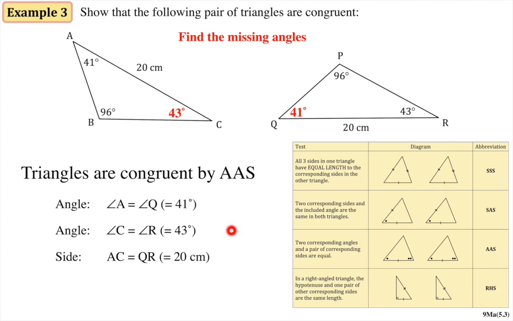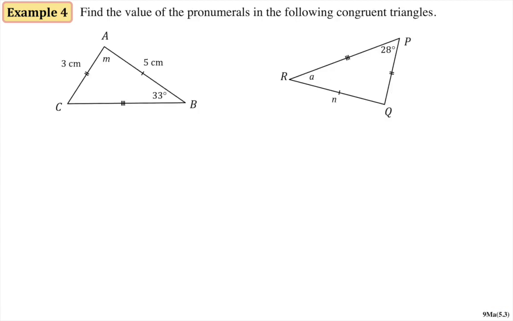Not too worried about that in this exercise. We're going to spend more time talking about this in the next exercise. Although example 4 is a little bit different. It's not asking you to spot. It says, find the value of the pronumerals in the following congruent triangles. It's telling you they are congruent, which means every side has a matching side from one triangle to the other. Every angle has a matching angle from one triangle to the other.